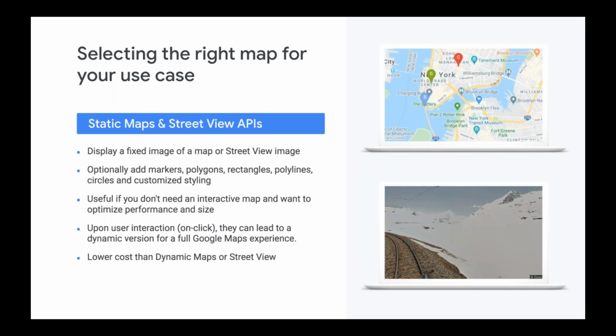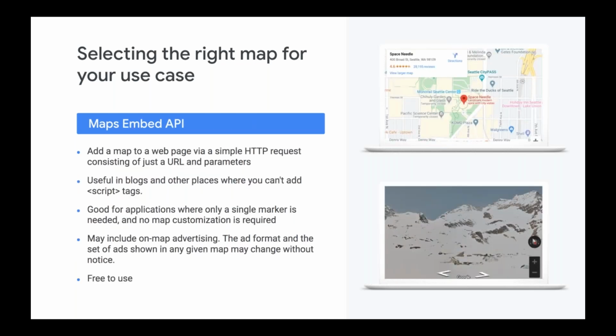Again, the big advantage of static maps is they do come at a much lower cost than dynamic maps, and they are very easy to implement. All you're doing is sending an HTTP request with any parameters you want for that map included in that request, and then it just returns an image in a specified file format.